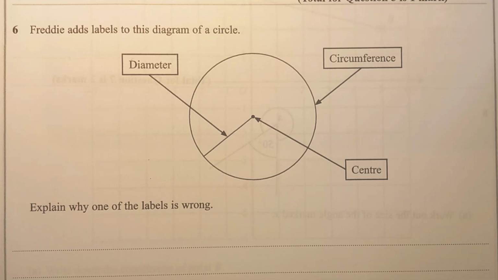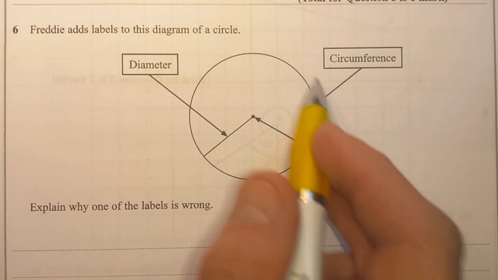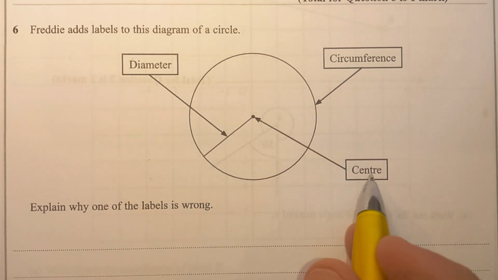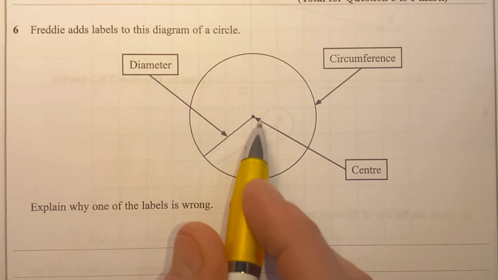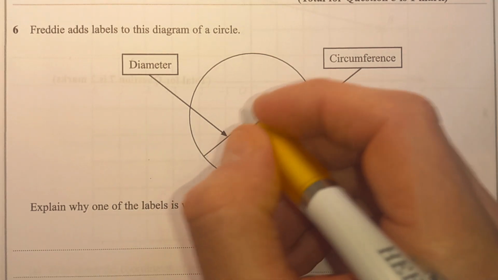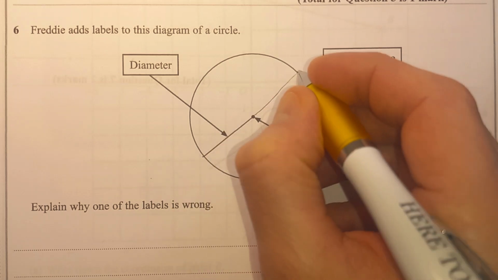Question 6. Freddie adds labels to this diagram of a circle. Explain why one of the labels is wrong. Okay, well, circumference is around the outside, that's good. Centre, looks like it's in the centre. Diameter, well, this isn't the diameter. The diameter would be going all the way across from side to side.